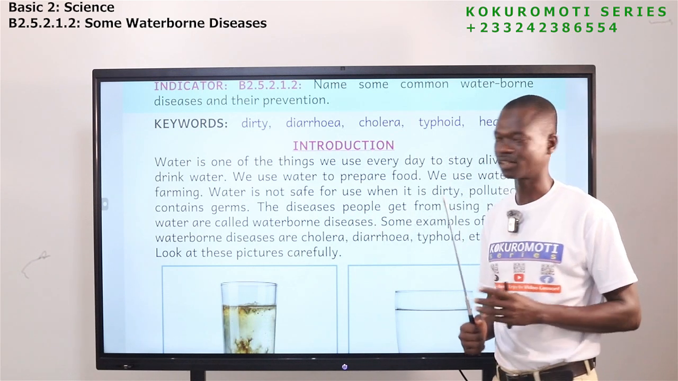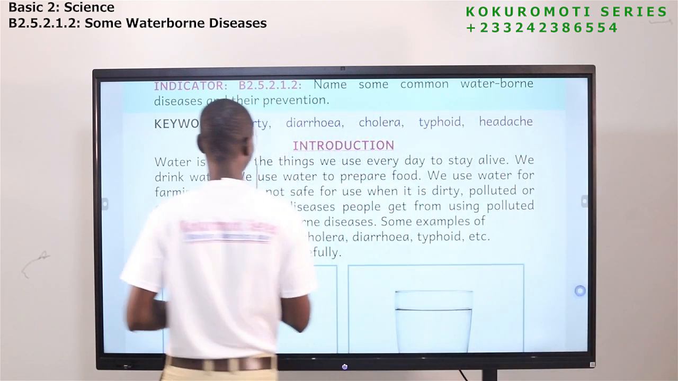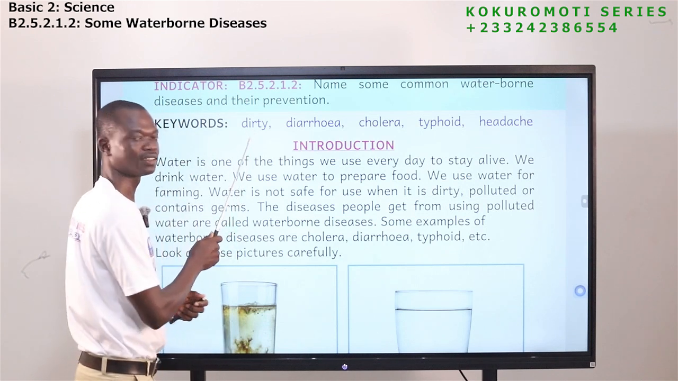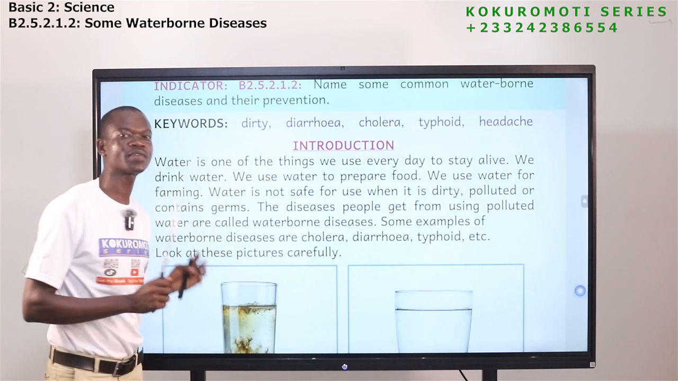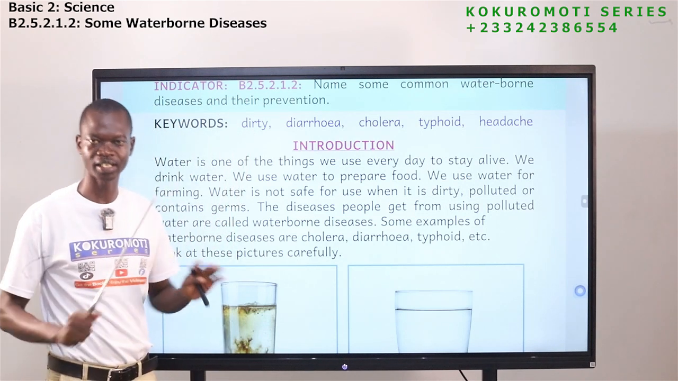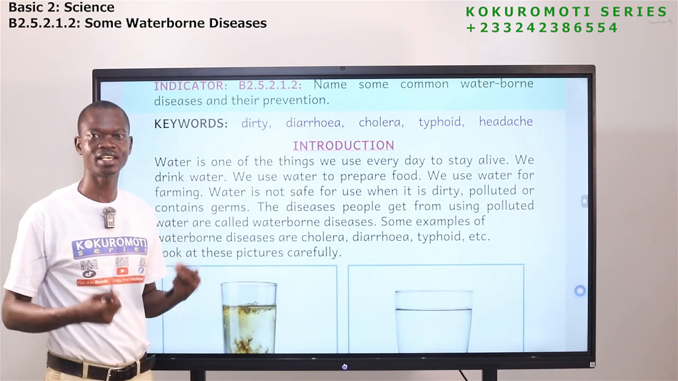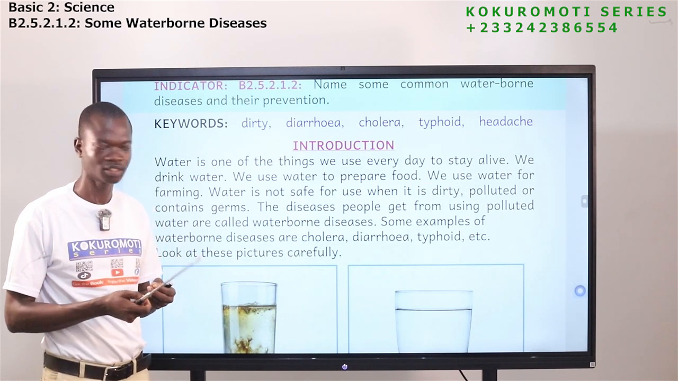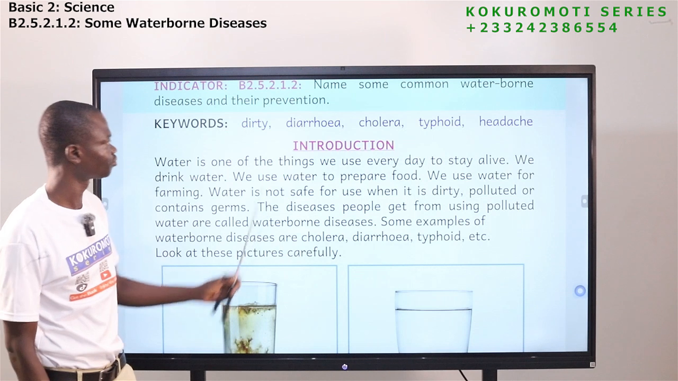Okay, in this lesson there are some key words that we need to know how they are pronounced, and their meanings. The first word is dirty. If something is dirty, it means that thing is not clean. It contains dirt.